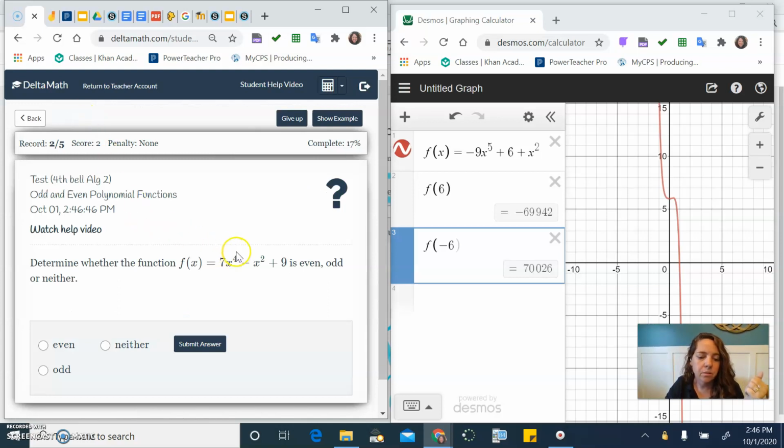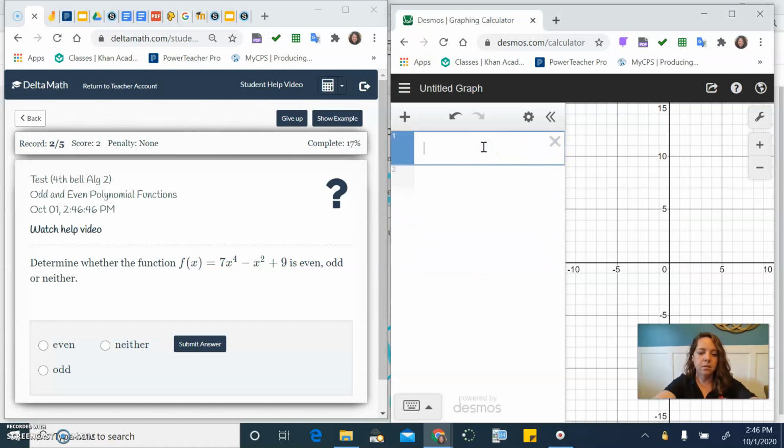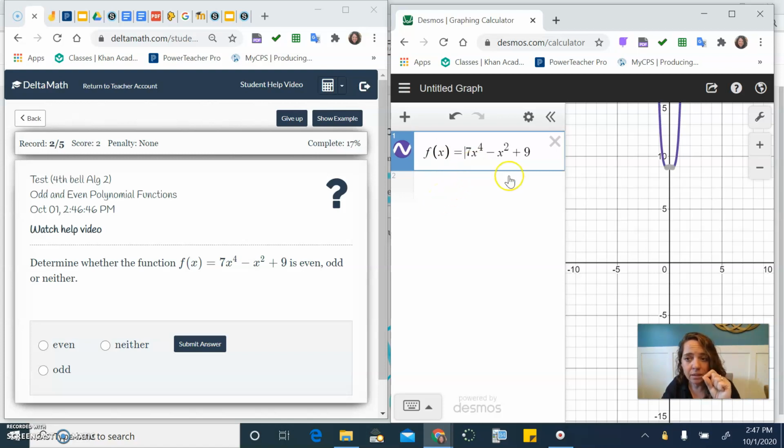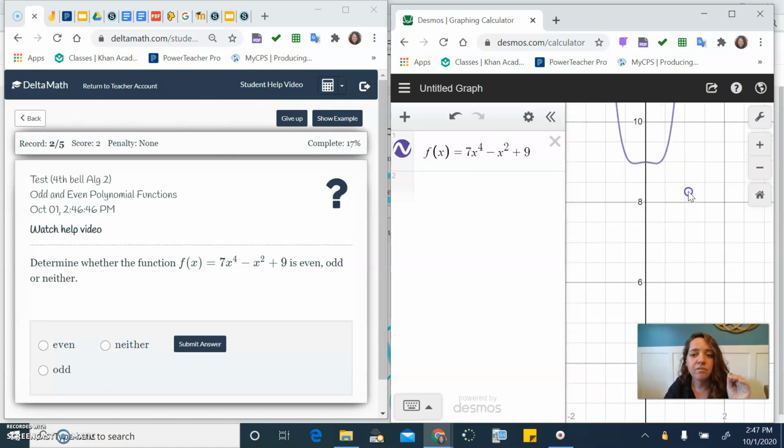All right, next one. Well, the highest exponent here is 4, so I would expect it to be even, but that doesn't mean it is, right? Because 4 is an even number. So let's type it in. 7x to the 4th minus x squared plus 9. Okay, now remember, let me call it f of x again. This is an even degree because the ends are both going up and the highest exponent is an even number. But that does not mean that it is an even function.